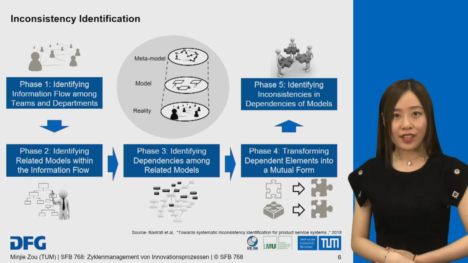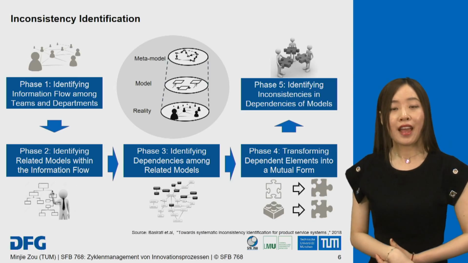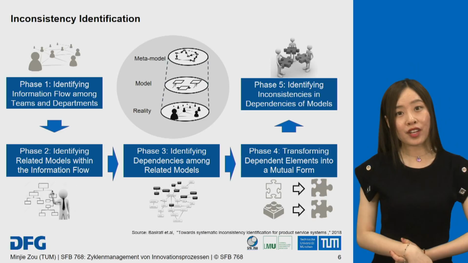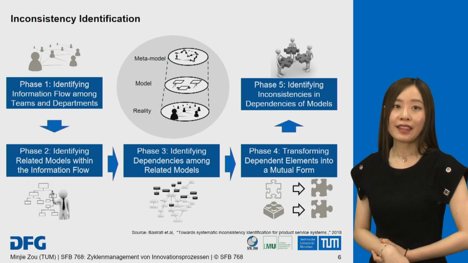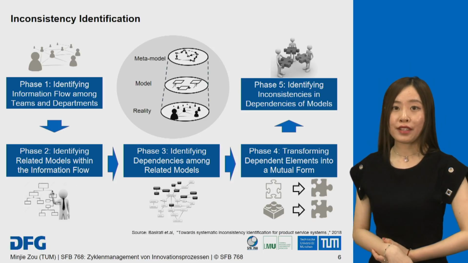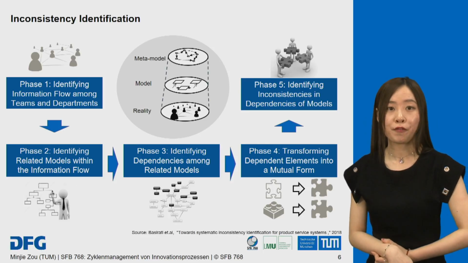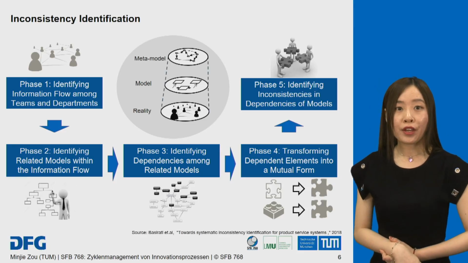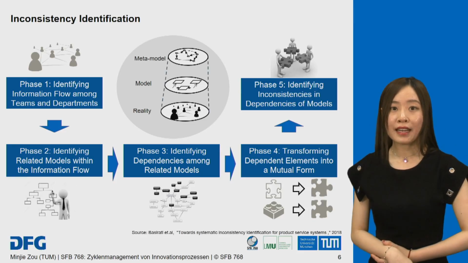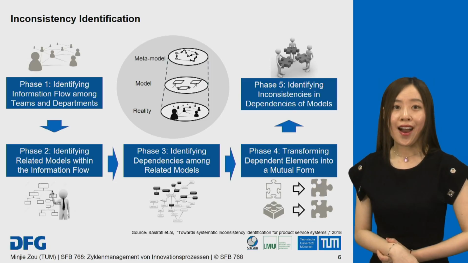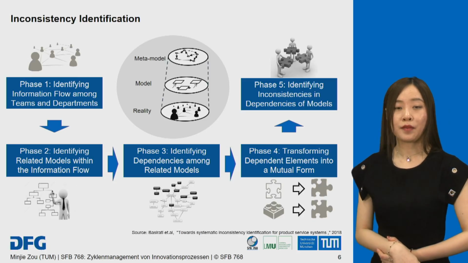Managing inconsistencies consists of two parts: identification and resolution. To identify inconsistencies, measures should be taken in 5 phases. In the first phase, it is necessary to trace the information flow among different development teams. Based on the information flow, we could be able to identify related models and how they are related to each other. After that, dependencies among related models can be detected.